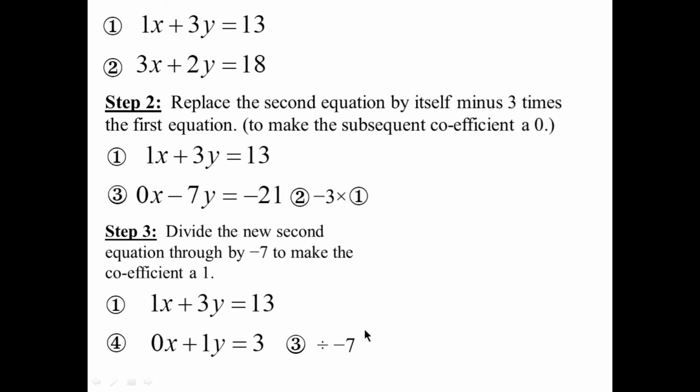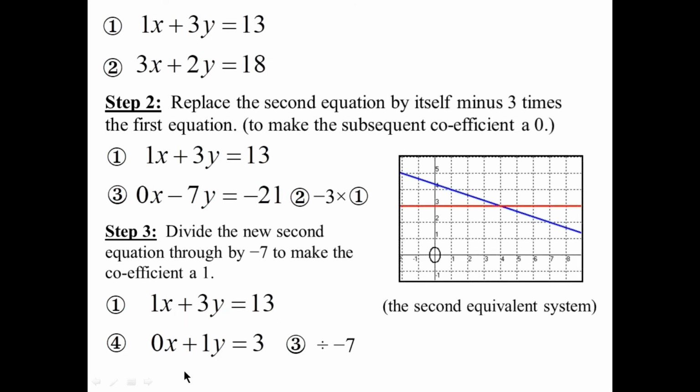And I've indicated what I did. I took equation 3 and divided by negative 7 to get this equation. And then when you graph these two, this is the second equivalent system that I've shown. Of course, the solution is still 4, 3, because that's what an equivalent system is. It's got the same solution to it.